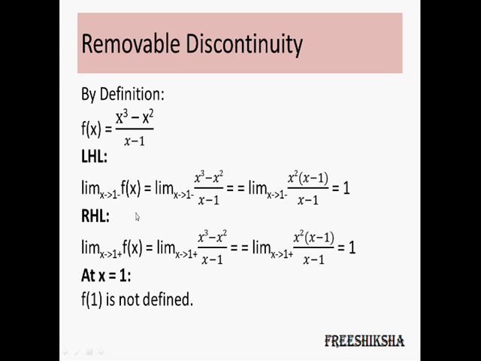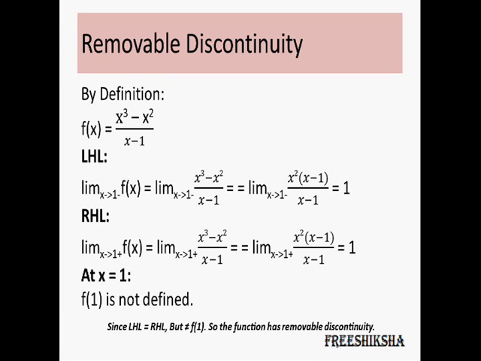So let's look at the example function I took. If you check the limit at 1 minus, that is the left hand limit, we can factorize this and x minus 1 will get cancelled by x minus 1. You will be left with 1. The right hand limit also will give you the same value 1, but the function's value at x is equal to 1 is not defined. So since the left hand limit is equal to the right hand limit but not equal to the function's value at that point, we say that the function has a removable discontinuity.